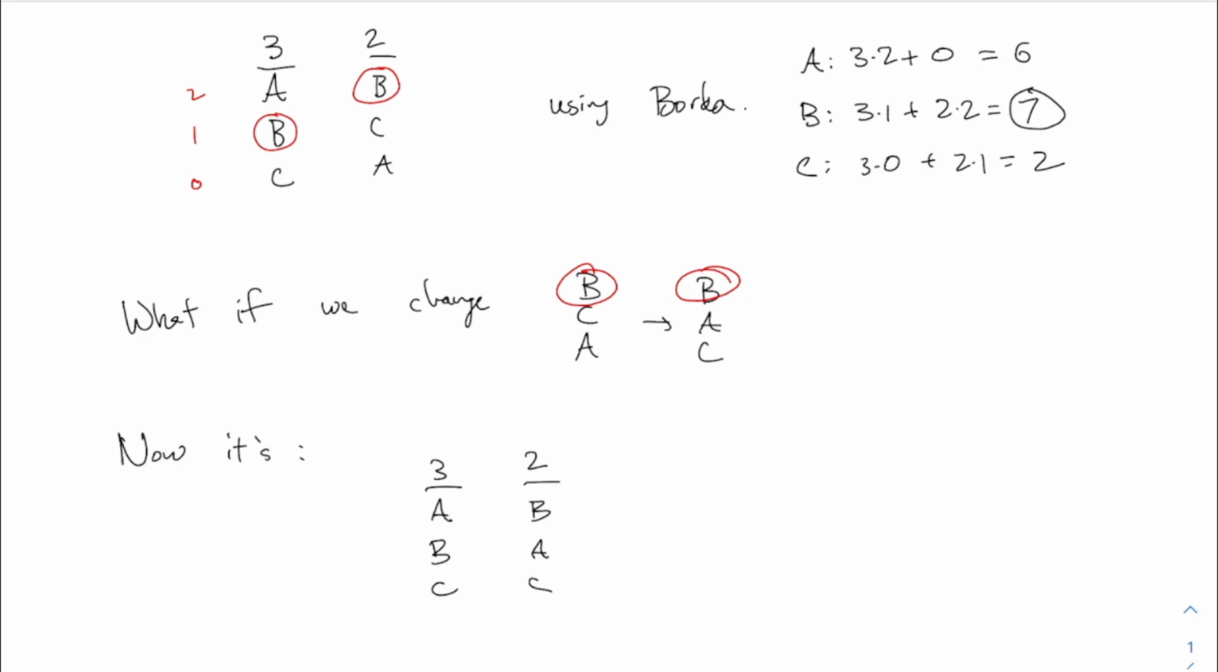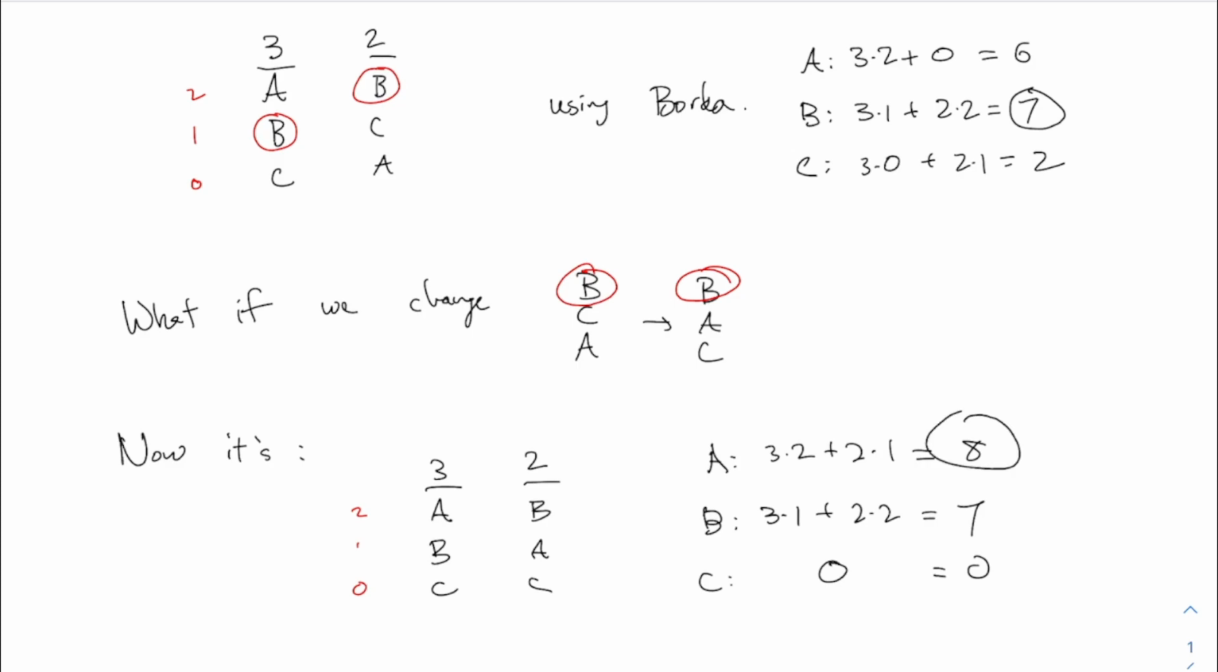So this time, now, the points go, A gets 0, 1, 2 as usual. A gets 3 times 2 plus 2 times 1. That's 8. B didn't move. They still get 7, right? It's the same thing. 3 times 1 plus 2 times 2. And then C now is getting straight up 0. And now A is the winner.